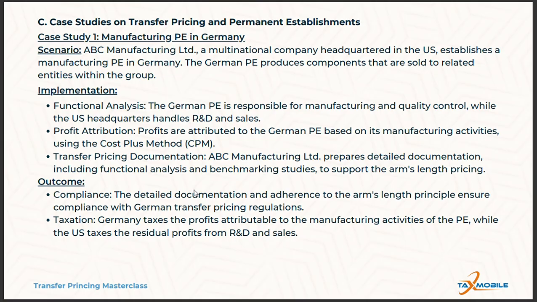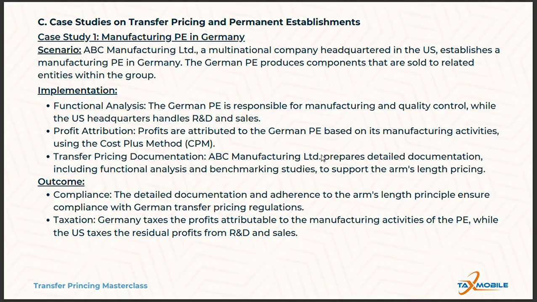Now, transfer pricing documentation needs to be done, which is the third thing that they will implement. So, ABC Manufacturing Limited prepares detailed documentation, including functional analysis and benchmarking studies, to support the arm's length pricing of the transaction between the permanent establishment, which is in this case the German permanent establishment, and the headquarters in the US and other related entities. Now, of course, we know the outcome of this because they are compliant. The comprehensive documentation and adherence to the arm's length principle ensure compliance with the German transfer pricing regulation.